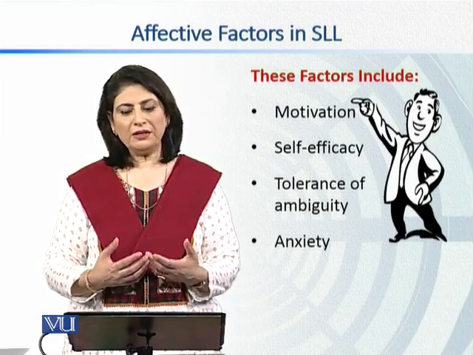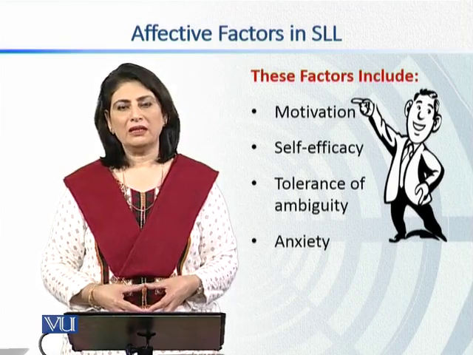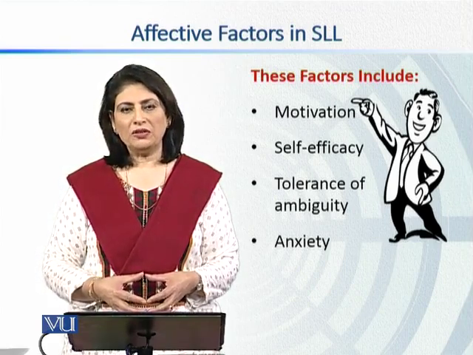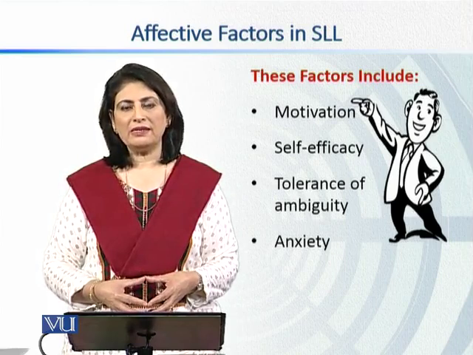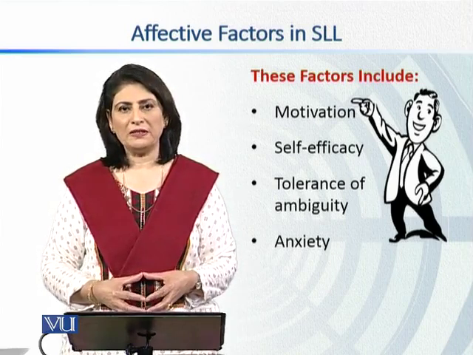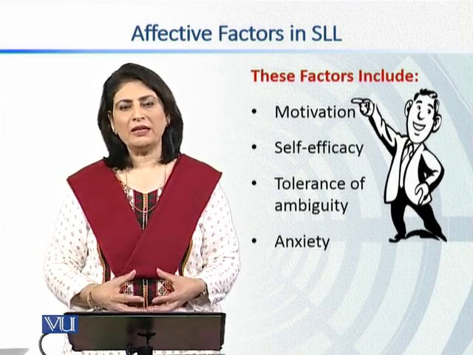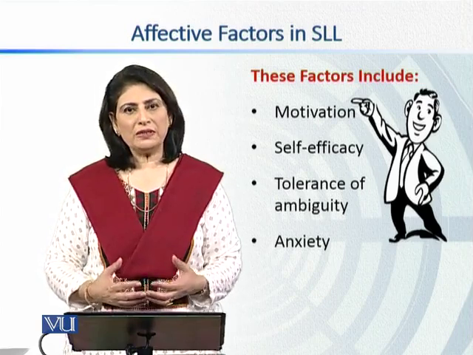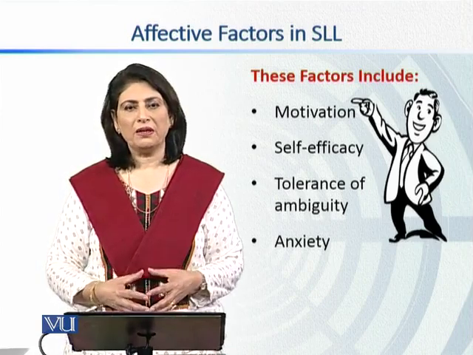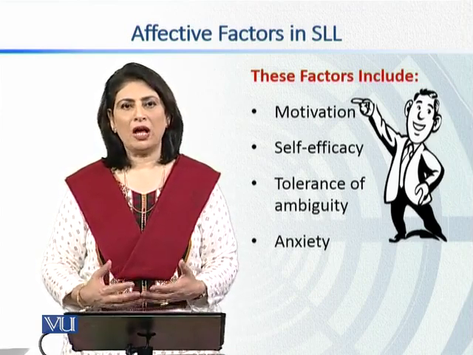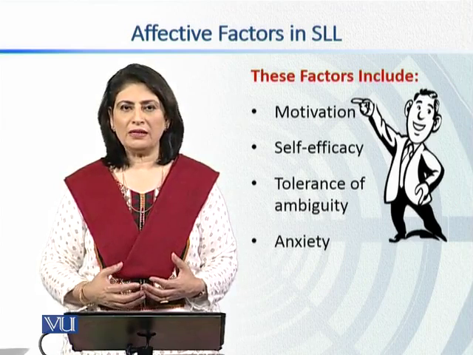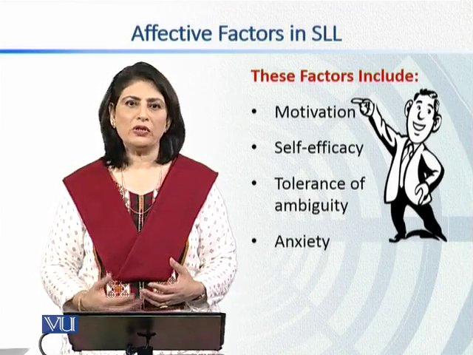Then the third thing is tolerance of ambiguity. Ambiguity is something which is not clear. So this tolerance of ambiguity is extremely important because when the learners are presented with a new second language structure, the first thing that they have to actually deal with is ambiguity. They are not clear about how the second language is working. So this confusion, this unclarity of meaning, how do they respond to that?